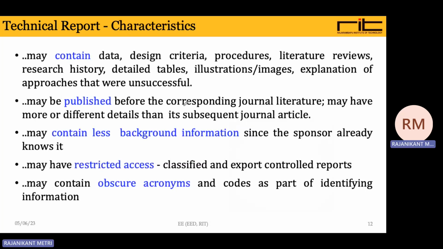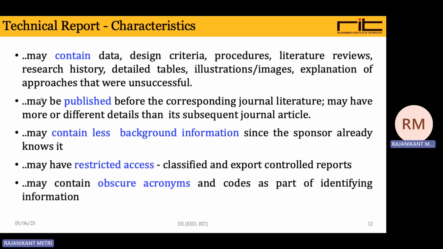Now, what are the characteristics of this, or what should it include? A technical report may contain data, design criteria, procedures, literature reviews, research history, detailed tables, illustrations, images, explanation of approaches that were unsuccessful, and explanation of the results which were successful, and the way of perception of those particular results. These are all things it should contain.